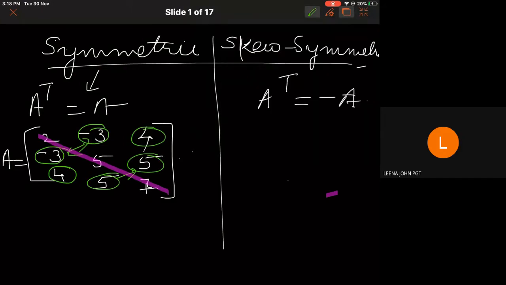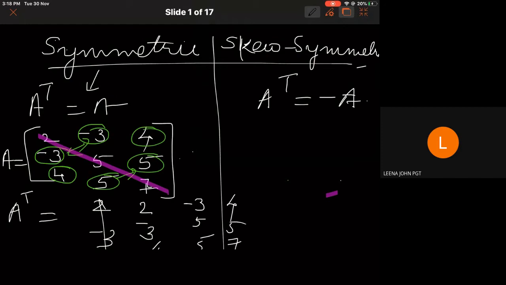a symmetric matrix. It is not only that, when you take A transpose in this case, the first row becomes the first column. That is 2, minus 3, 4. Then minus 3, 5, 5, then 4, 5, 7. If you interchange the rows and columns, you can see that this is the same as A only.